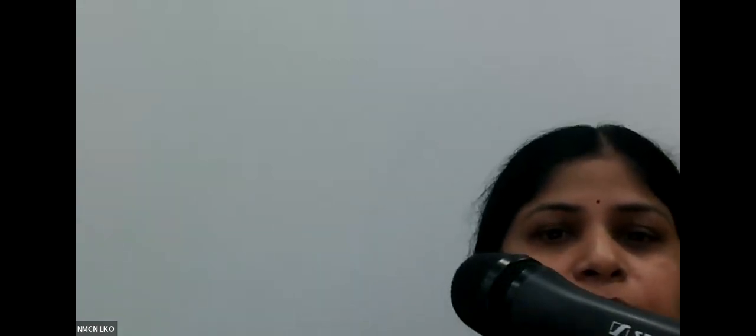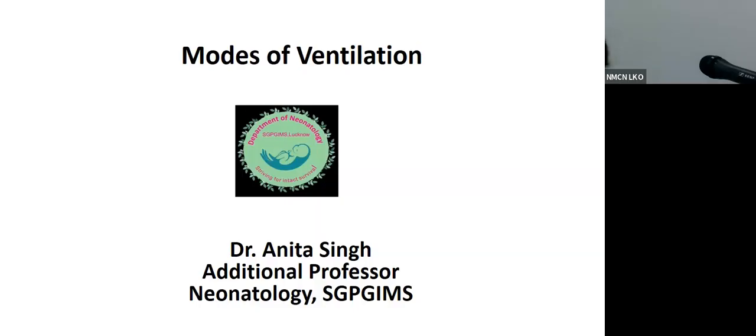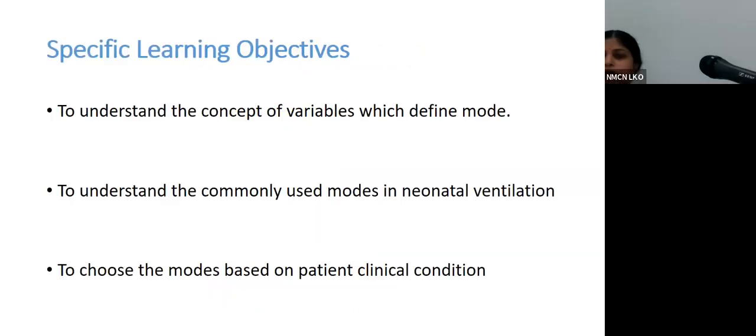So after the talk on physiology, which discussed so many important parameters that we really need to understand if we have to ventilate optimally, coming to the modes of advanced ventilation, in this presentation I would like to discuss the concept of the variables which define a mode. If you want to understand a mode of ventilation, we really need to understand how the breath is started, what are the limiting factors, and how the breath is happening. So this is important to understand.